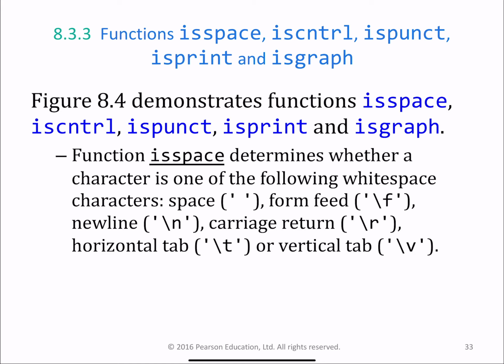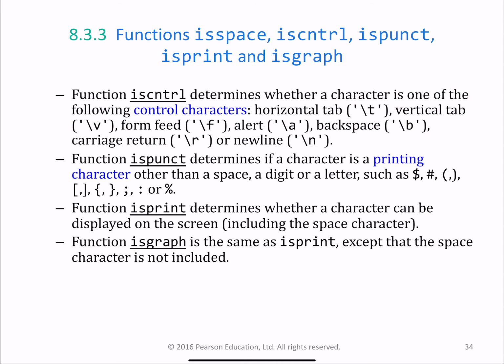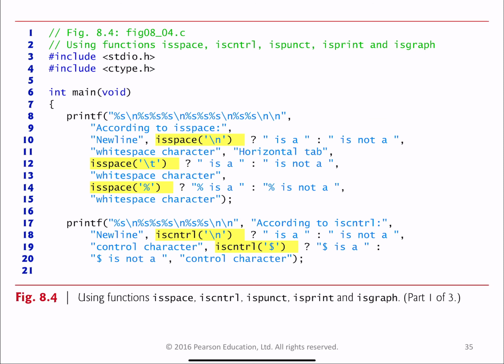Then we have these other functions: isControl, isPunctuation, isPrint, isSpace, isGraph. isSpace determines whether a character is one of the following: space, form feed, new line, carriage return, tab, or vertical tab. And this is the same information from the table. isControl expands that to \t, \v, \f, \a, \b, \r, \n. It'll give you a 1 if you have any of those characters. isPunctuation returns a 1 with anything other than a space, digit, or letter. So any of those other things that we use in strings. isPrint gives you a 1 for the space character and anything else that can be displayed on the screen. And isGraph does the same thing but excludes the space character.